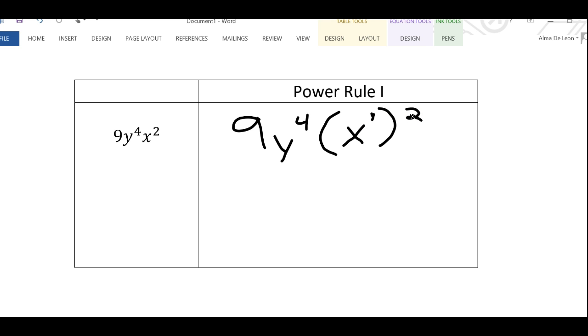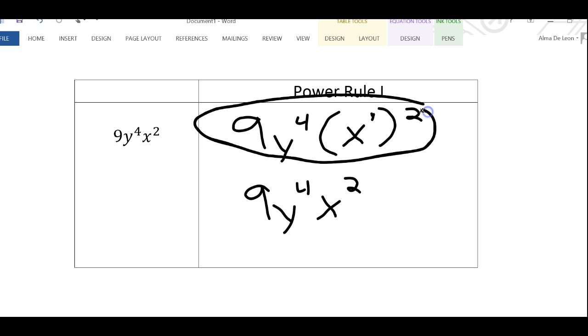So I'm going to go ahead and do this problem just to prove to myself that this works. I have 9 times y to the 4th, that doesn't change, and then x to the first power raised to the power of 2 results in x to the power of 2, because 1 times 2 gives me 2. So again, using the power rule, I ended up with the solution 9y to the 4th x squared, which is what I wanted.